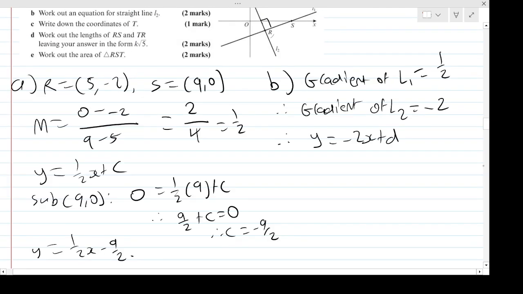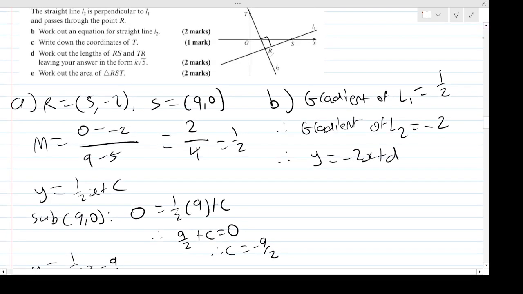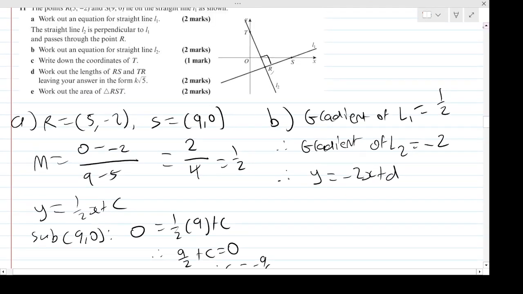Okay. Well then, to find the missing y-intercept, the d, I need another point. I need a point to substitute into this equation. So what point lies on L2 then? Okay, let's have a look. L2 is that line here, that line there.